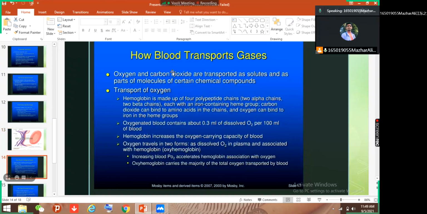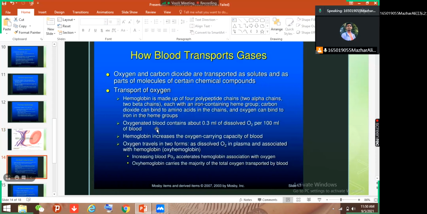And then how does blood transport gases? Oxygen and carbon dioxide are in the form of what? The transport of oxygen. You know that hemoglobin is made up of four polypeptide chains, two alpha and two beta chains, each with an iron-containing heme group. So carbon dioxide binds to the amino acids in the chain and oxygen can bind to the iron in the heme group.